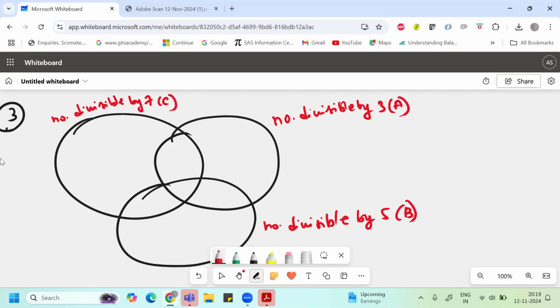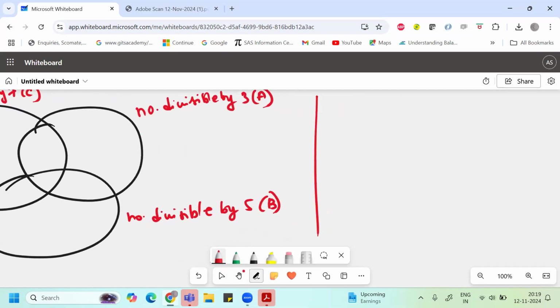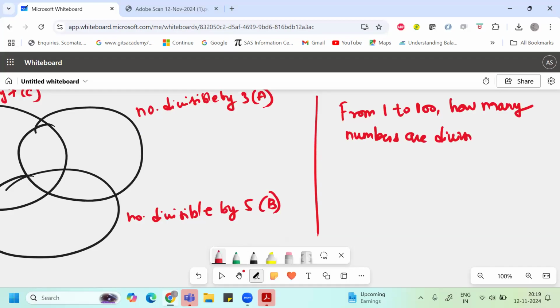So, guys, tell me, from 1 to 100, how many numbers are divisible by 3? Tell me this part. From 1 to 100, how many numbers are divisible by 3? Anyone? How many numbers are there divisible by 3, from 1 to 100?